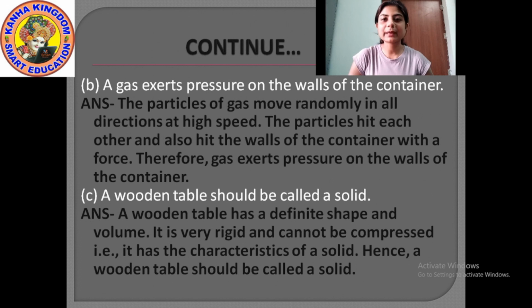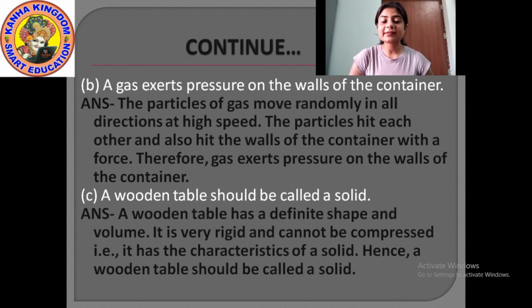Now question number 7b. A gas exerts pressure on the wall of the container. The answer is, the particles of gas move randomly in all directions at high speed. The particles hit each other and also hit the wall of the container with a force. Therefore, gas exerts pressure on the wall of the container.